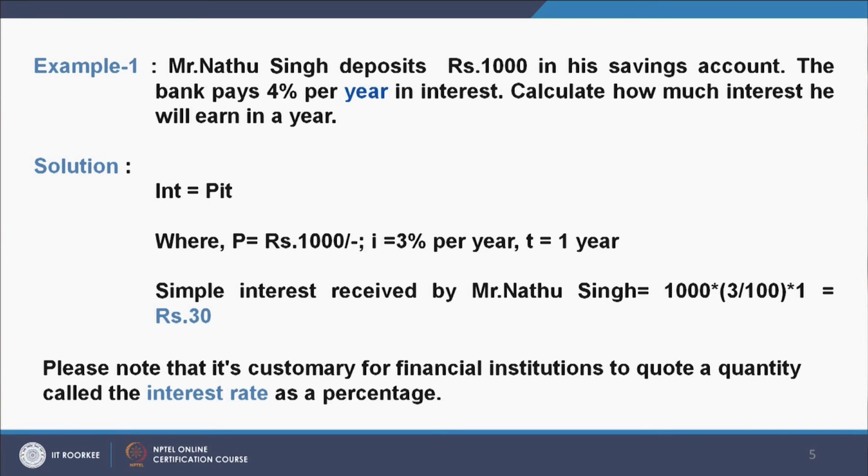So, simple interest received by Mr. Nathu Singh will be 1000 into 3 by 100, because it is customary for financial institutions to quote the interest rate as a percentage, but when it is used in an equation it is converted into a fraction. So, 3% is equal to 3 divided by 100 and 1 year time. So, 1000 into 3 by 100 into 1, which comes out to be 30.